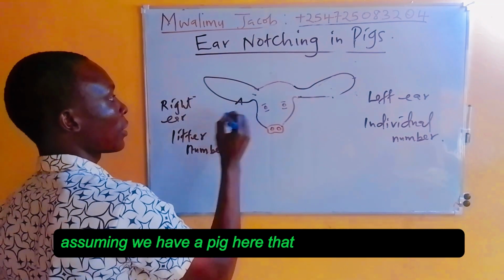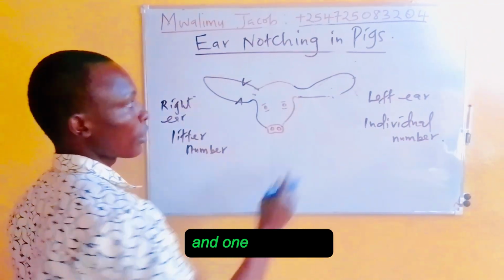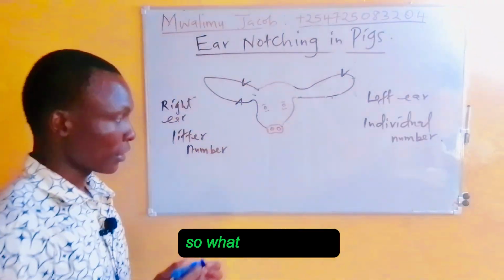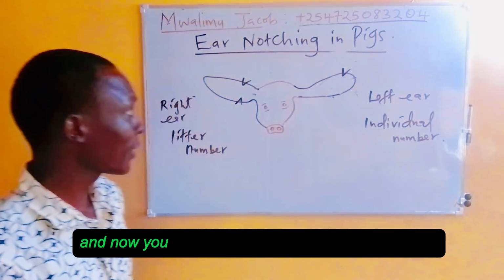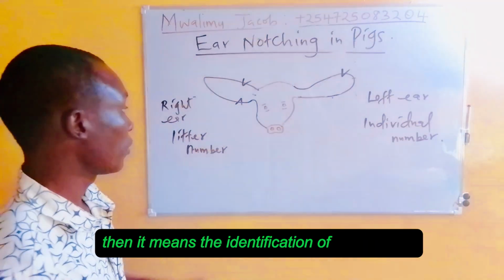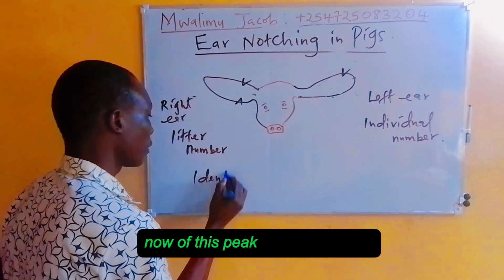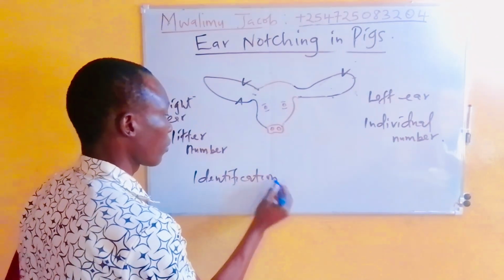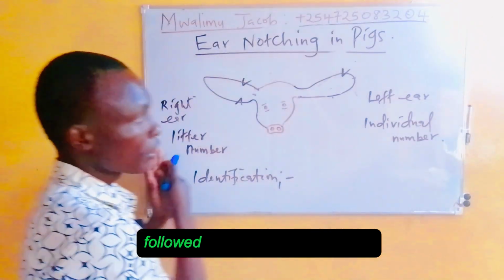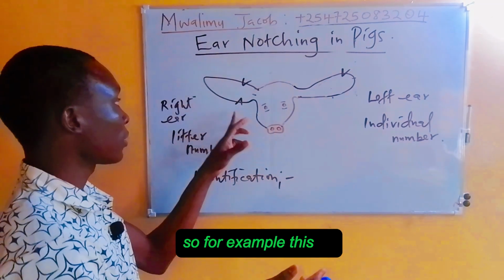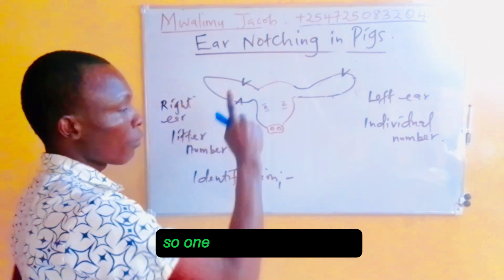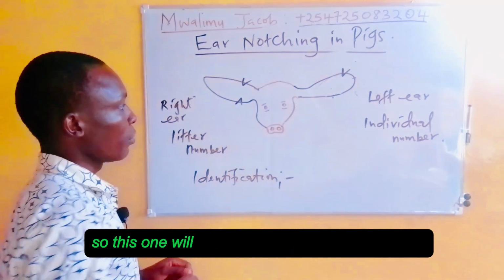Assuming we have a pig here that has got 1 notch here and 1 notch here, and it has 1 notch here. So what does it mean? And now you are tasked to identify the litter number and the individual number. When we are identifying pigs, we start with the litter number followed by the individual number. So for this particular litter number, we said this is the first quadrant, so 1 notch stands for 1. So this one will be 1.